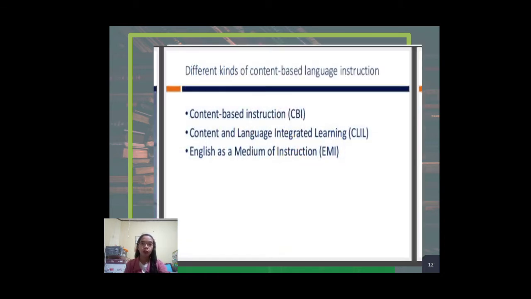Now, we have different kinds of content-based language instruction. Content-based instruction, the CBI, which is the first one. Next is content and language integrated learning, the CLIL. And you also have English as a medium of instruction, or EMI.